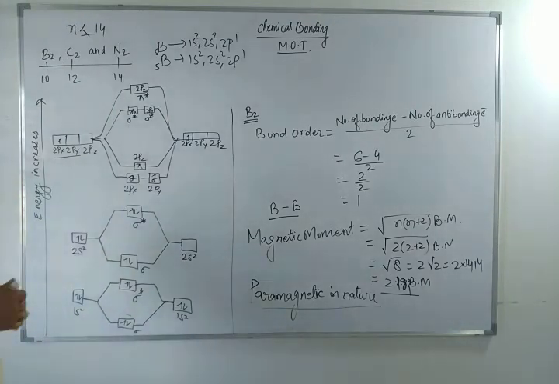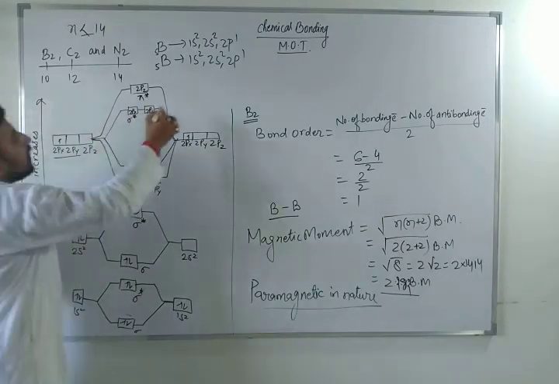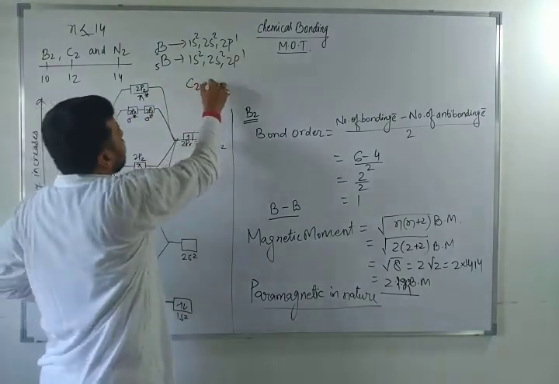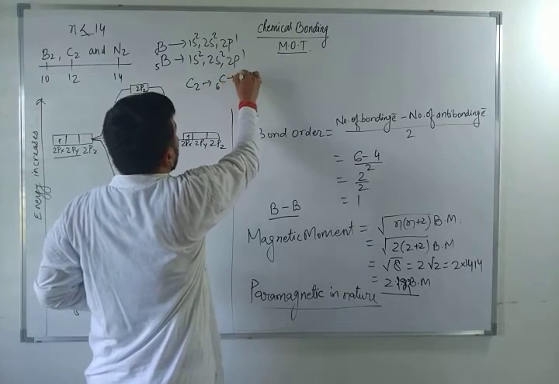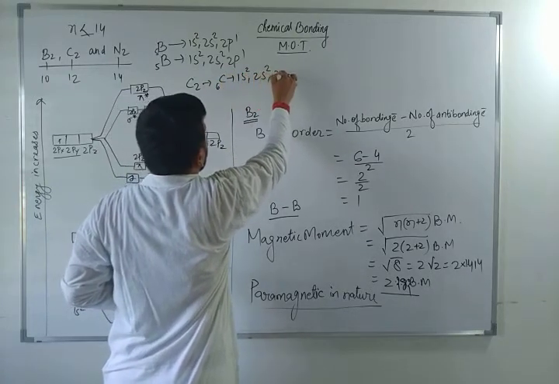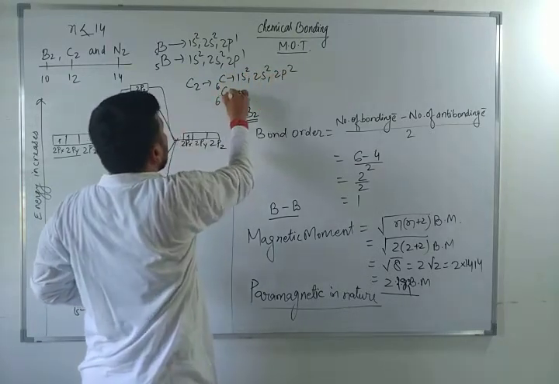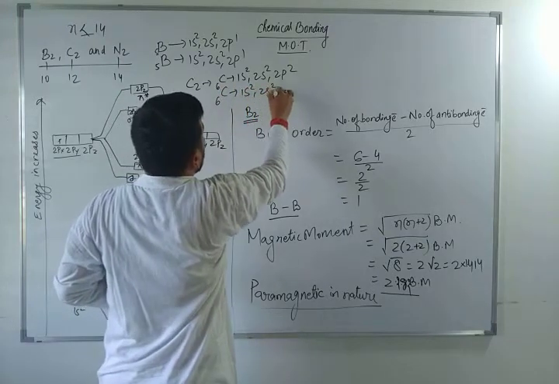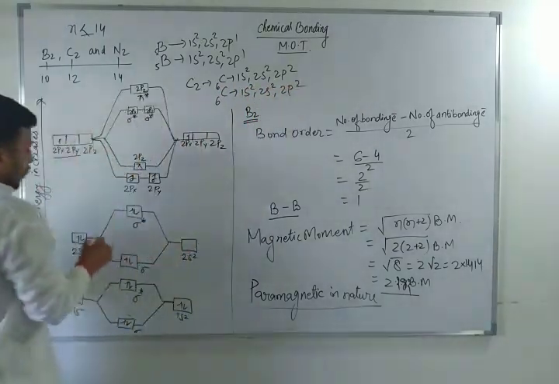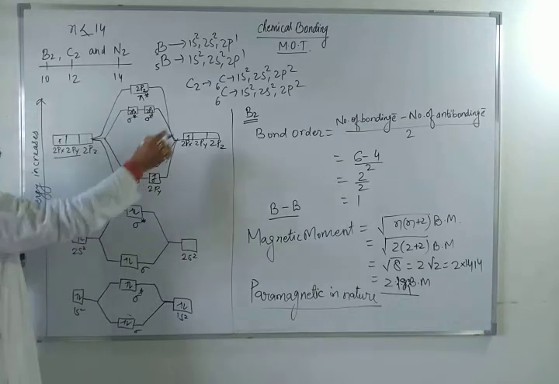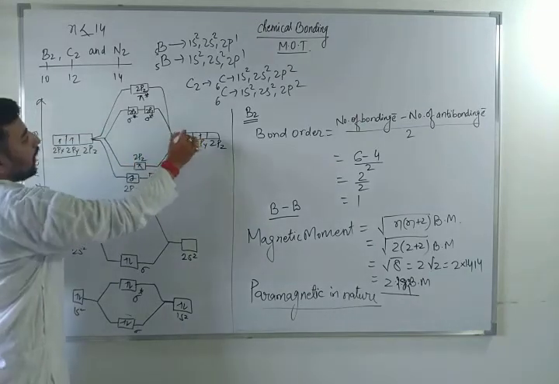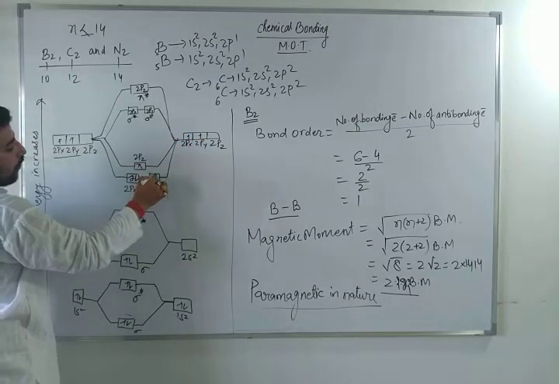Just let's suppose here, if I talk about carbon, one carbon has atomic number 6, 1s2, 2s2, 2p2. Similarly, another carbon also 1s2, 2s2, 2p2, right? So here you can see 1s2, 2s2. 2p2 means 2 electrons in both the p orbitals. So 1, 2, 3, 4, right?